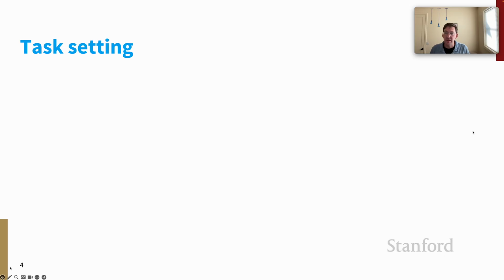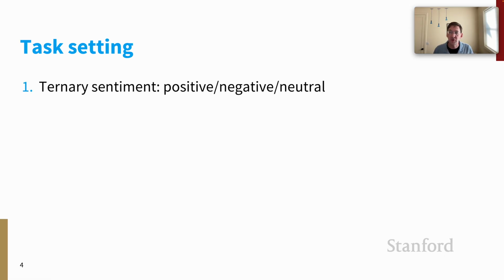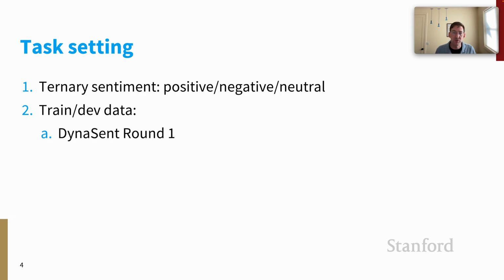The task setting, as I said, is multi-domain sentiment analysis. We're going to pose this as a ternary problem, so we'll have labels positive, negative, and neutral. For training and development, we're going to offer you three major resources. Dynasent Round 1 is a large data set of naturally occurring sentences that were labeled with ternary sentiment by crowd workers.